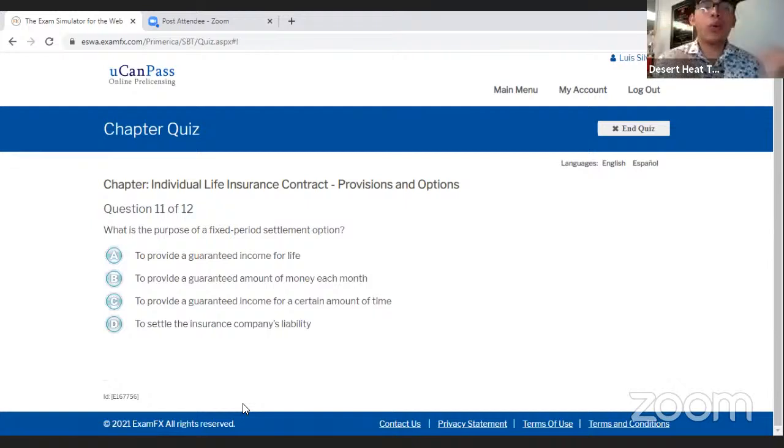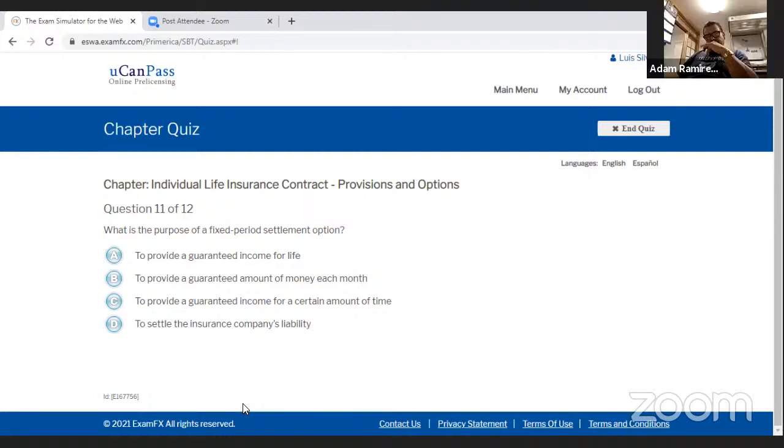Okay, let's go to question 11. What is the purpose of a fixed period settlement option? A, to provide a guaranteed income for life? B, to provide a guaranteed amount of money each month? C, to provide a guaranteed income for a certain amount of time? Or D, to settle the insurance company's liability?